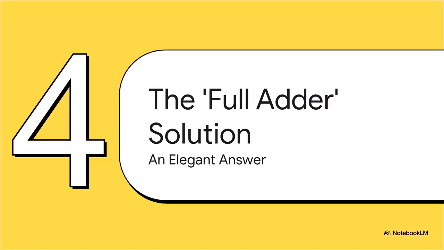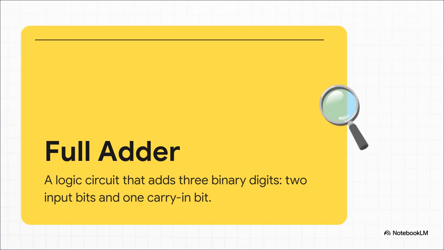We need an upgrade. And the solution that engineers came up with is beautiful. It's so elegant. It's called the full adder, and it builds directly on top of the tool we already have. So what is a full adder? It's a logic circuit designed specifically for this exact problem. It has an input for bit A, an input for bit B, and a third input, what we call the carry-in, for that bit from the last column. It perfectly matches the problem we need to solve.